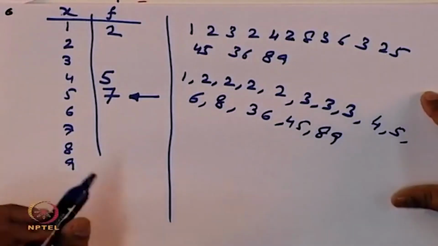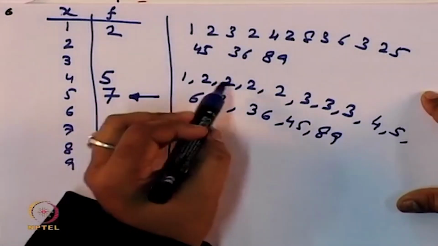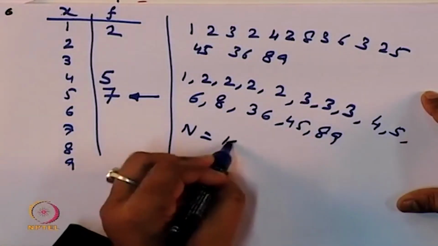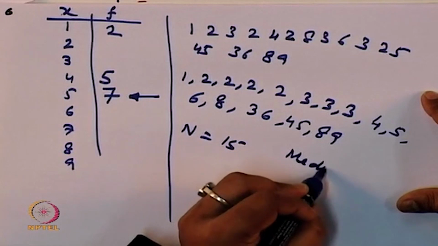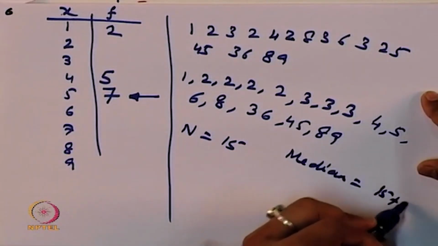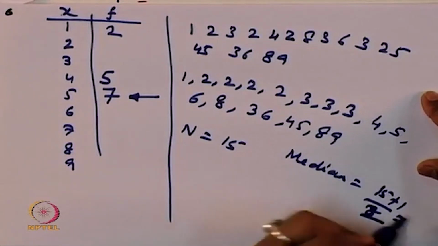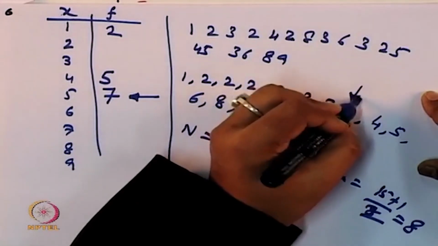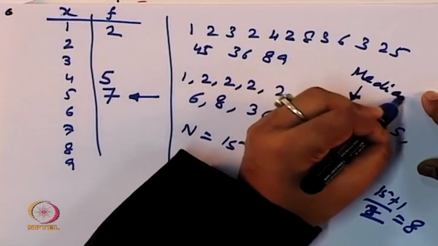So, my total n is 15. My median position is going to be (15 plus 1) by 2, which is equal to 8. So, counting to the eighth value, my median is 4, 5, 6, 7, 8. So, this happens to be my median.